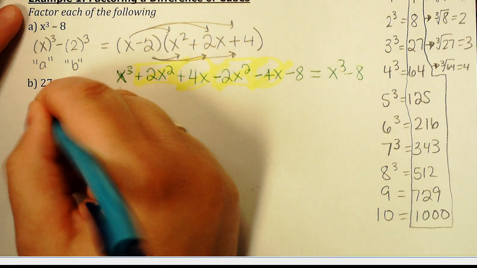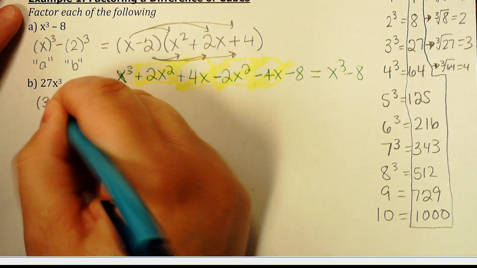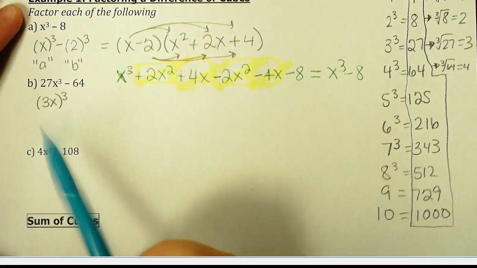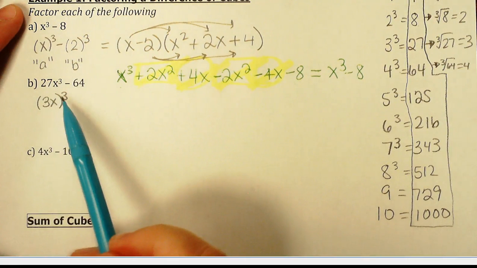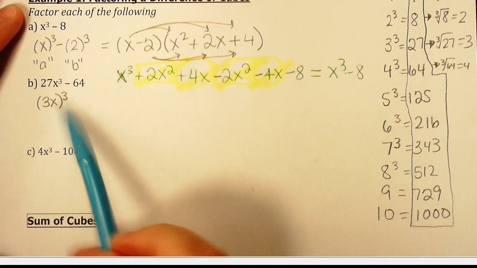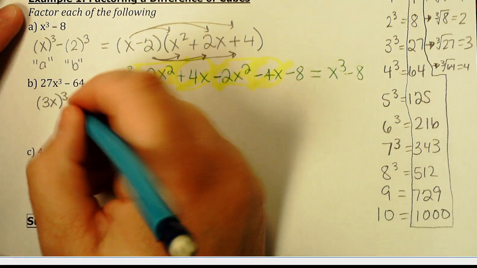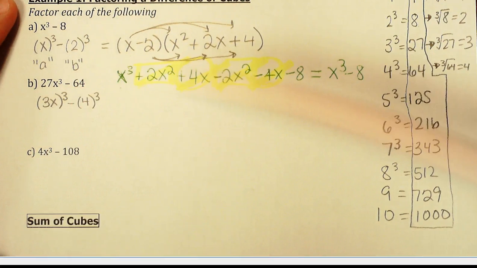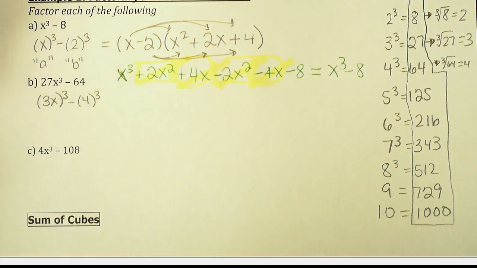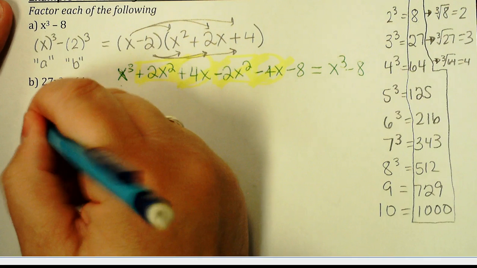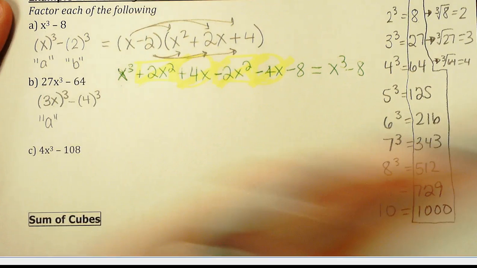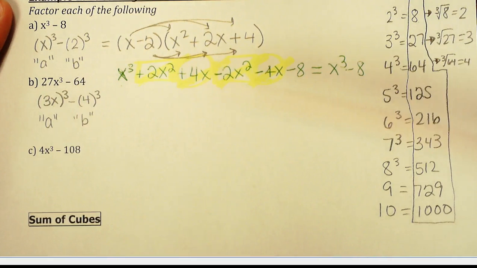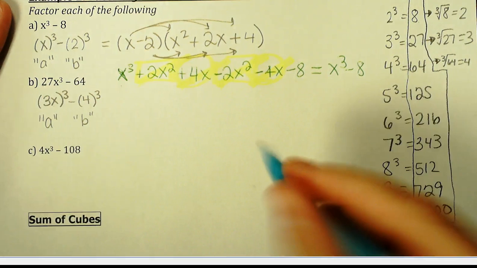This is 3x to the third power. So if I took both of those to the third power, 3 to the third is 27, x to the third is x to the third. So I'm just rewriting this real quick. 64 is the same thing as 4 to the third power. So I'm going to try to rewrite this. So then my a is 3x and my b is 4. Then I'm just subbing it into the formula that we have at the top.